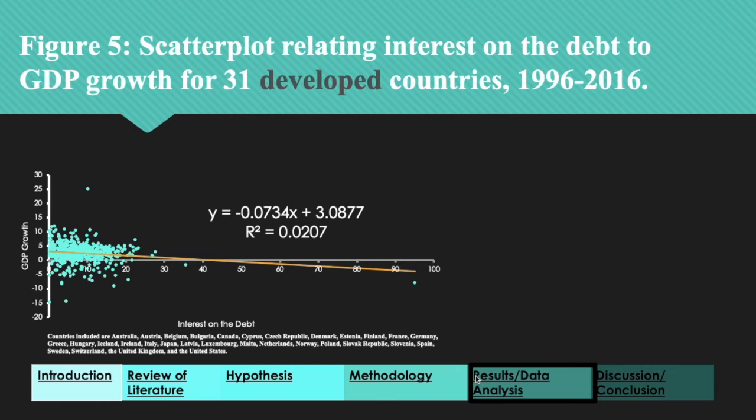Figure 5 is a scatter plot relating interest on debt to GDP growth for 31 developed countries from 1996 to 2016. A linear regression model was created based on the data. A weak negative relationship was found between interest on debt and GDP growth.